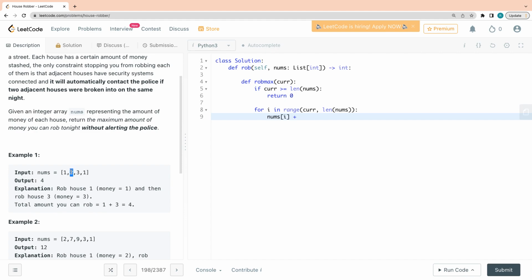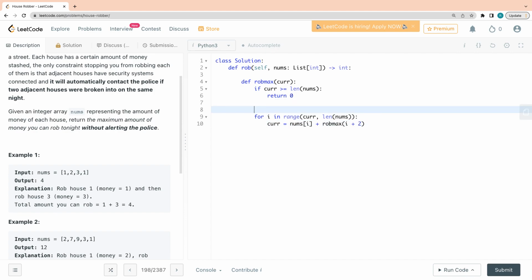I cannot rob this one. So if I rob this one, I can only have the choices from here. So in this function, I can have only i plus two choices. And whatever value I get, let's say I'm having a variable called current. Let me just declare it here. Oh, sorry, not current, current I already have. Let's say count.